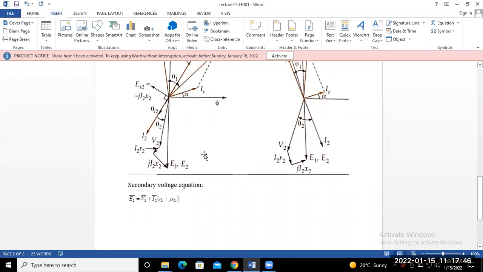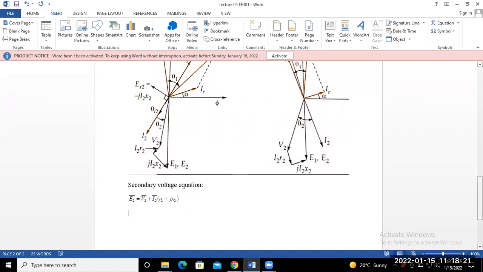And what is the voltage equation for the primary side? You may represent R2 plus jX2 as Z2, nothing but the Z2 impedance. It may be represented either in impedance form or in individual resistance and reactance parts, so you may replace that. So what is the secondary side voltage equation?